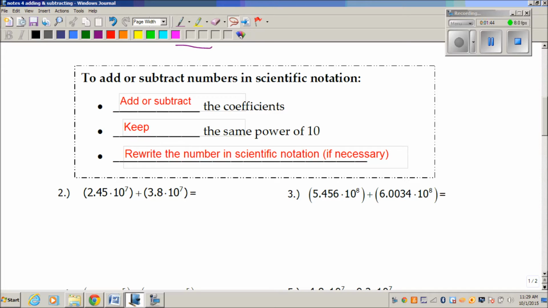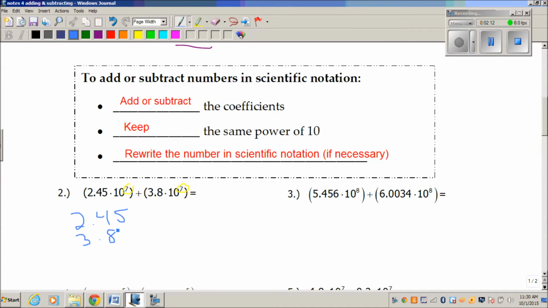So the first thing I want to check is to see if the exponents are the same. And they are the same in this case. I've got 10 to the 7th and 10 to the 7th. So since they're both the same, I know that I can add them together. I'm going to keep the same power of 10, but I'm going to add the coefficients. So I'm going to have 2.45 plus 3.8.